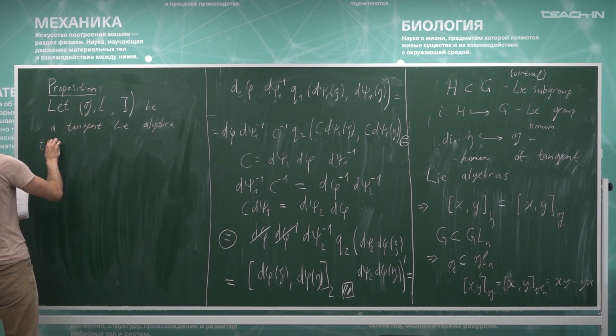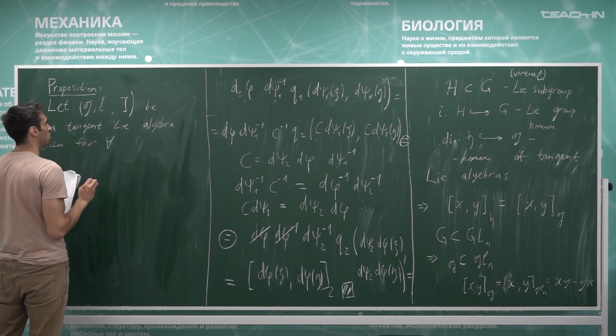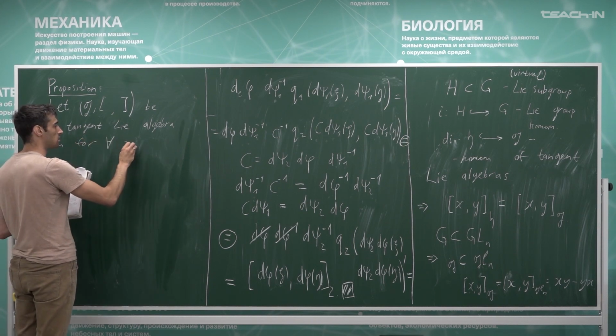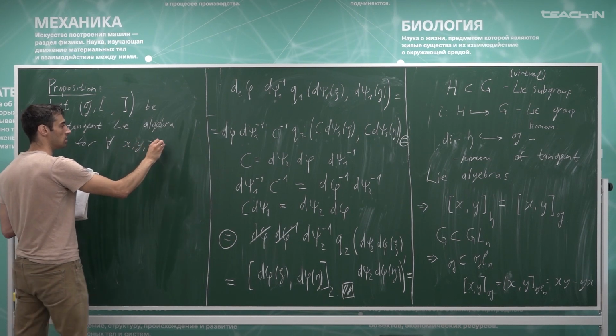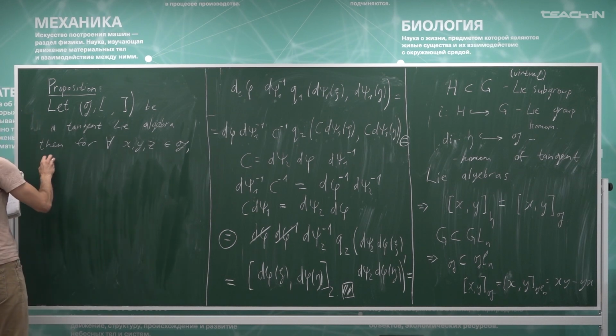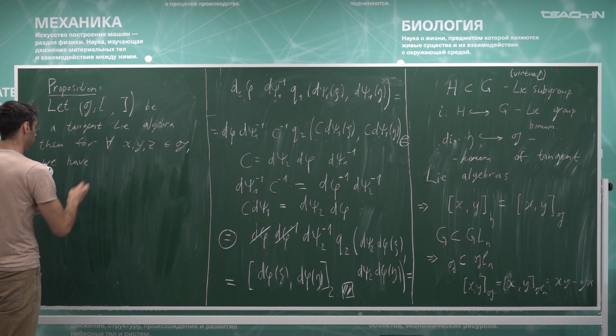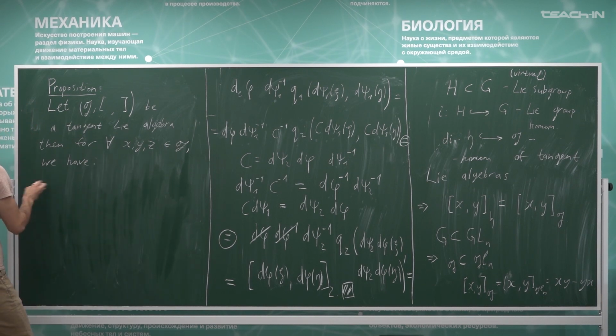Then for any three elements x, y, z in G, we have what is called the Jacobi identity. How to write it down? Usually I do it like this.